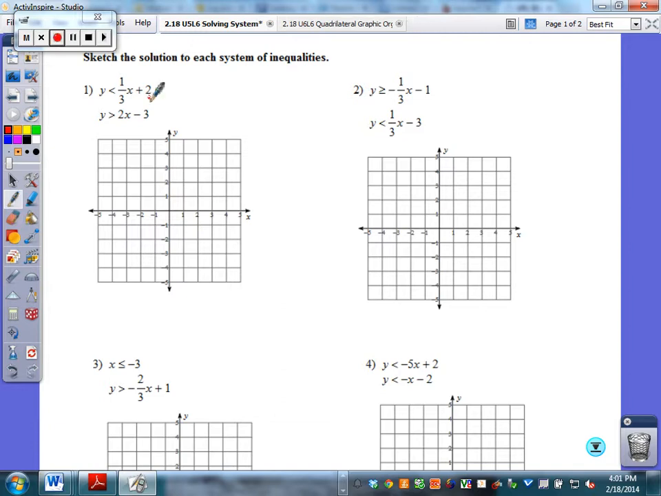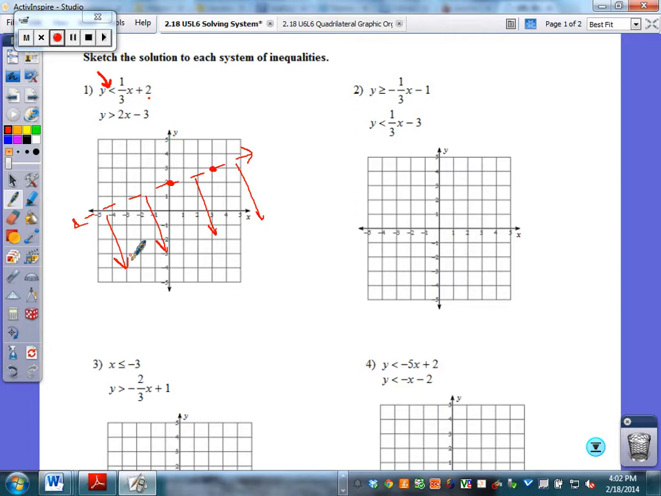So for number one, we're looking for the y-intercept first, which is going to be 2. My slope is 1 over 3, so I go up 1 over 3. Because this right here is strict, we are going to end up having a dotted line. And because it is less than, we are going to shade below.